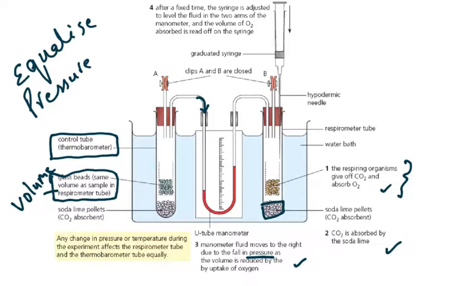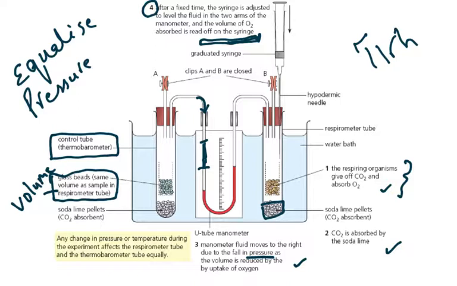Now number 4, after a fixed time the syringe is adjusted to level the fluid in the two arms of the manometer and the volume of oxygen absorbed is read off on the syringe. You see, what you have to remember is this is the length of a column, and the formula for that would be pi r square h. If we knew the diameter, then we'd calculate the radius and we would then have the volume.